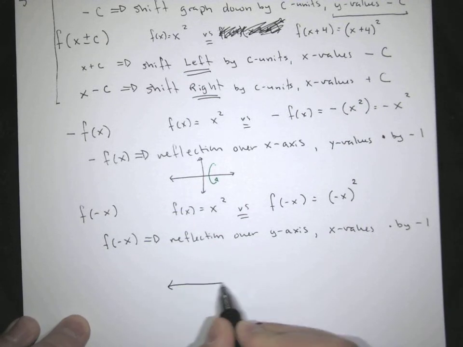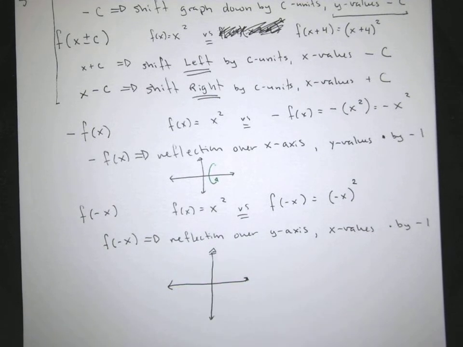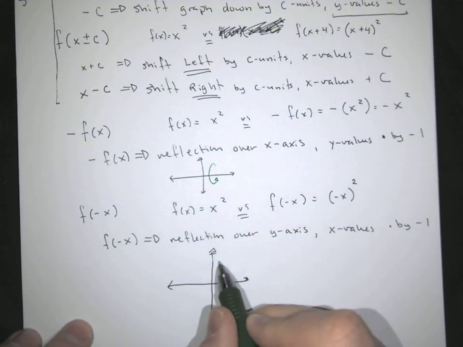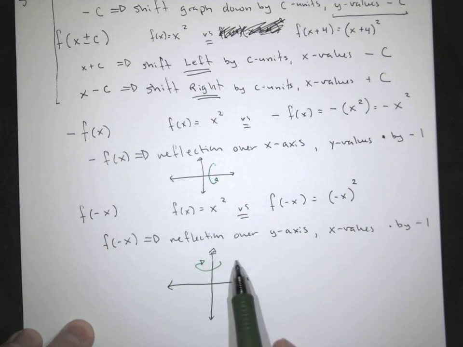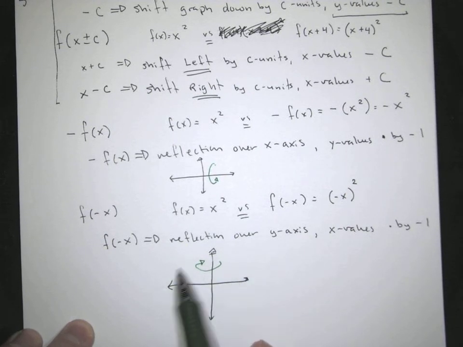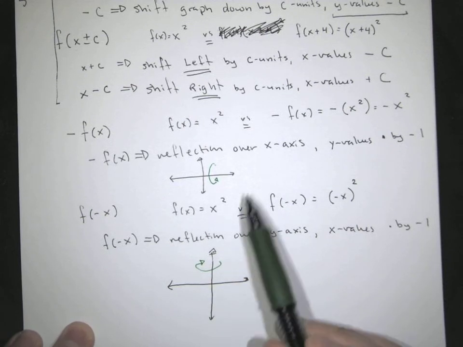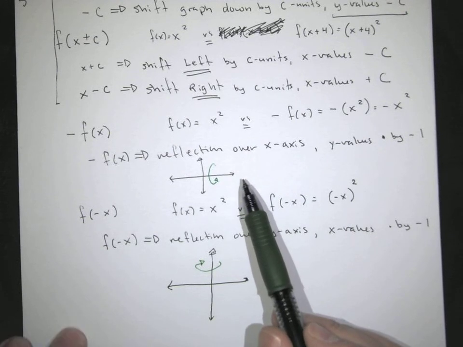If I'm thinking of this visually, I'm flipping this over the y-axis. The y-axis is here, so this flips. If I'm changing my x coordinates, my positive x values flip and become negative, and vice versa. So this is really a left-right kind of reflection. The one above is really an up-down kind of reflection, and vice versa.